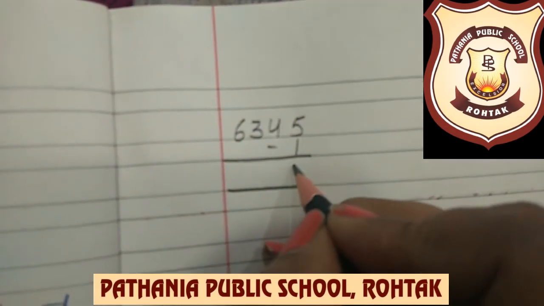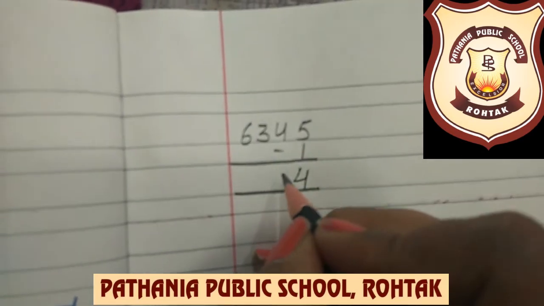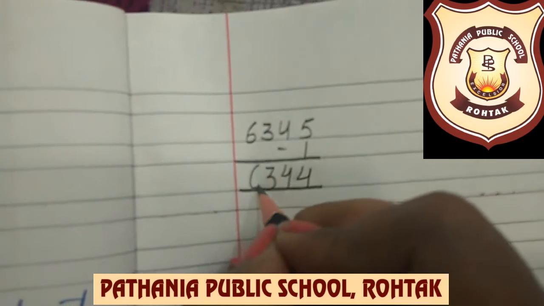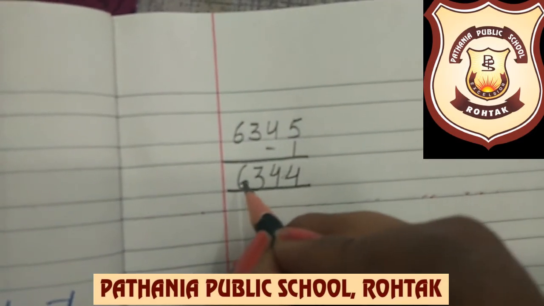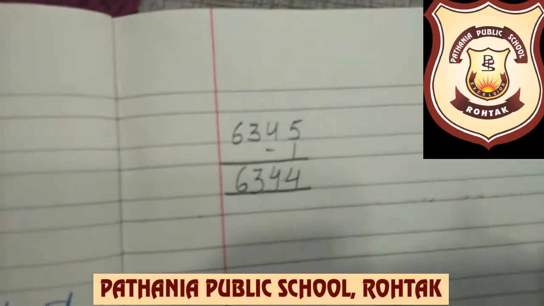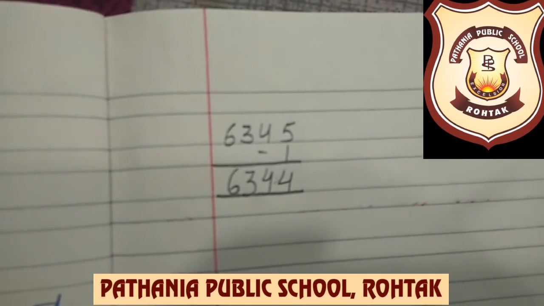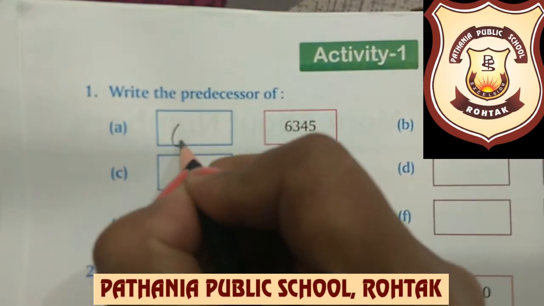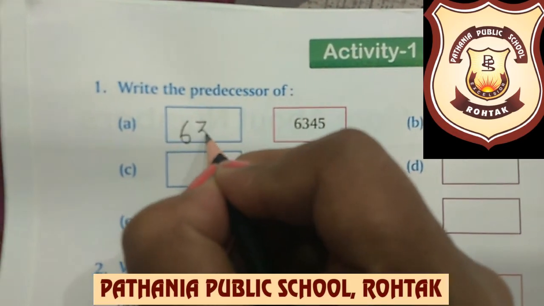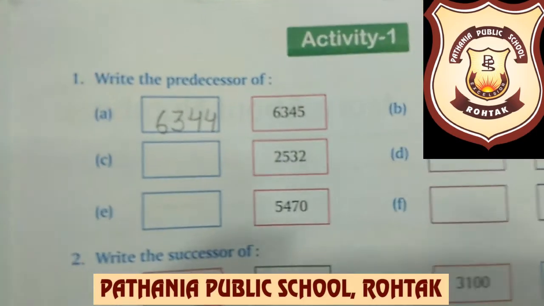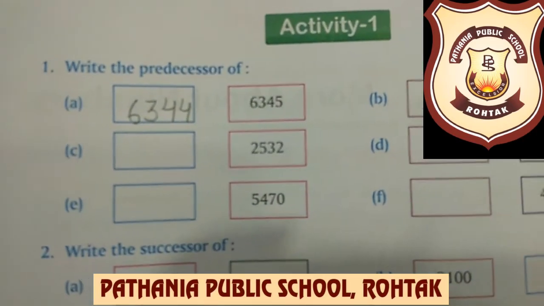5 minus 1, 4. 4 remains the same. 3 remains the same. 6 remains the same. So yes, 6344 is the predecessor of 6345. So we will write here: 6344 is the predecessor of 6345.